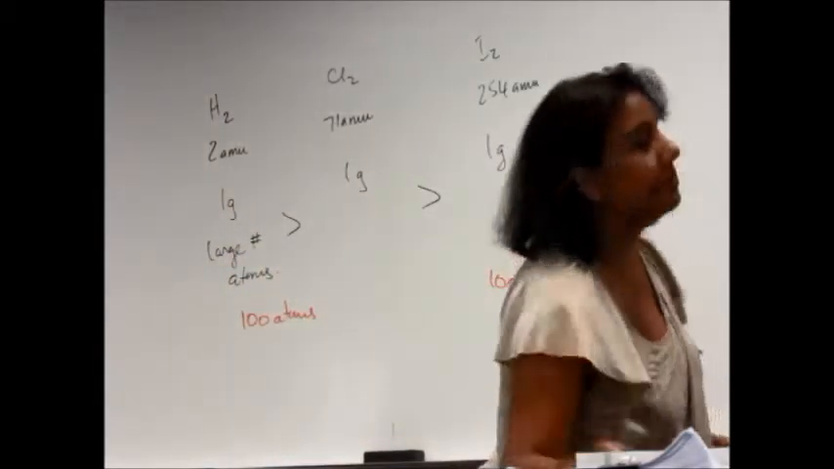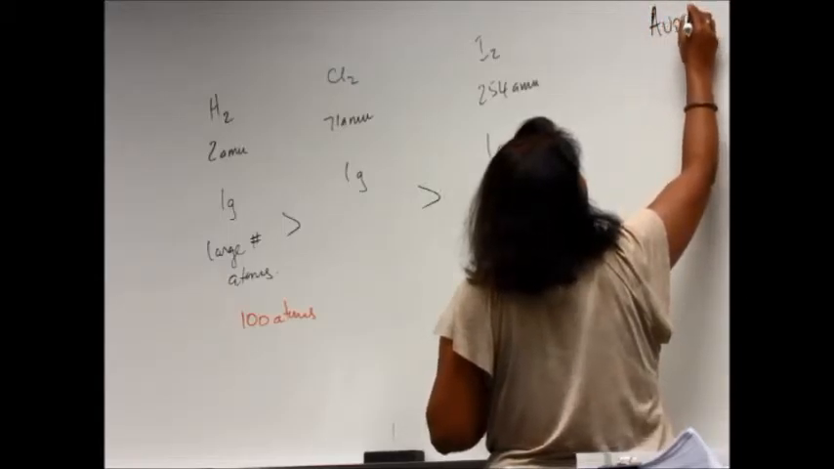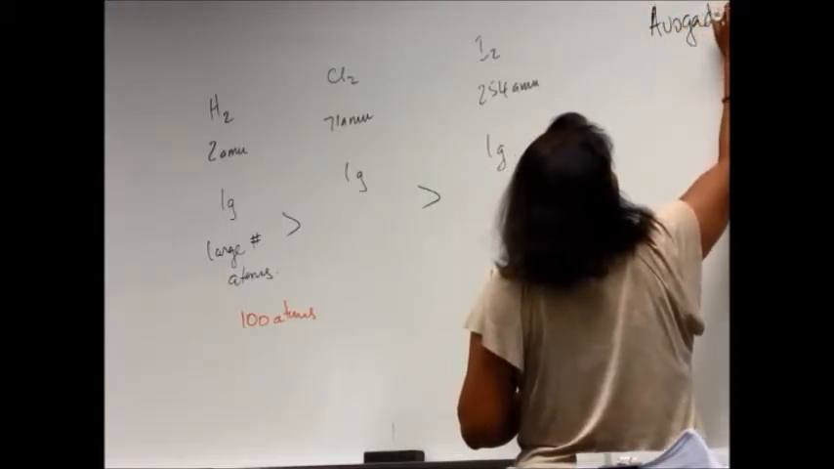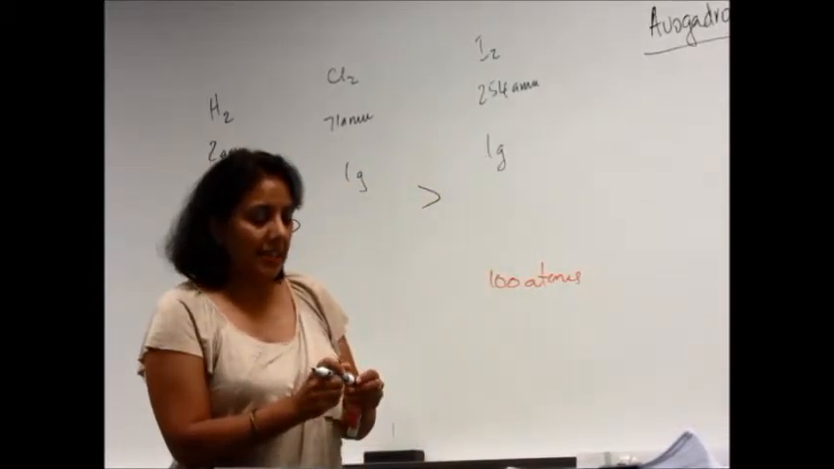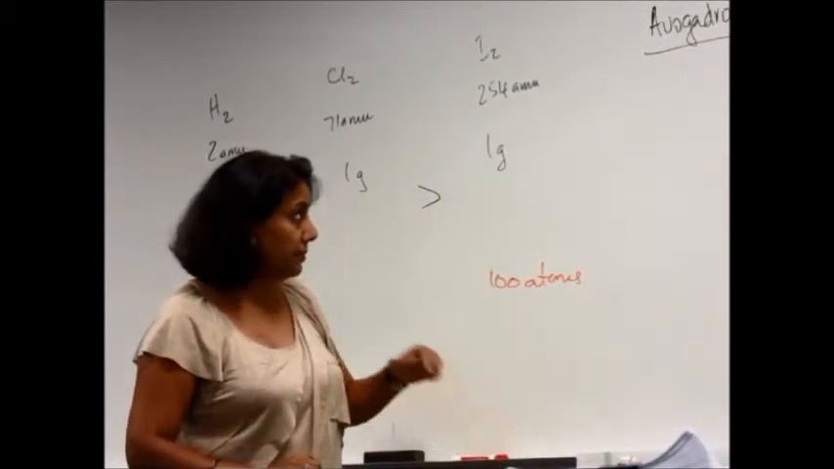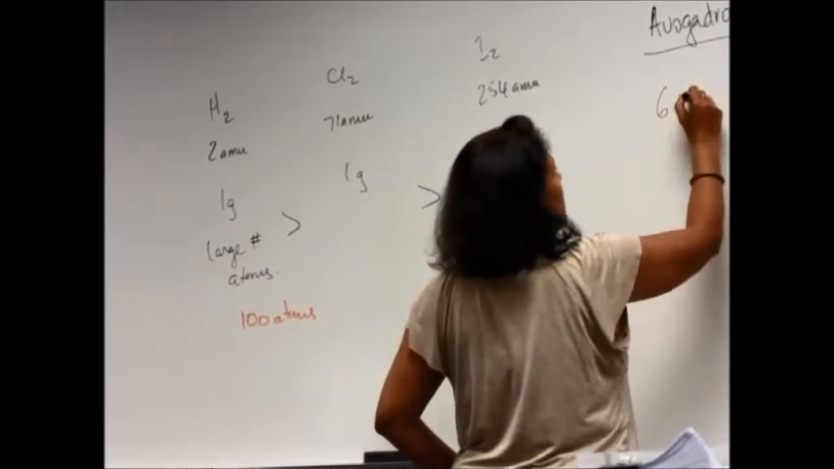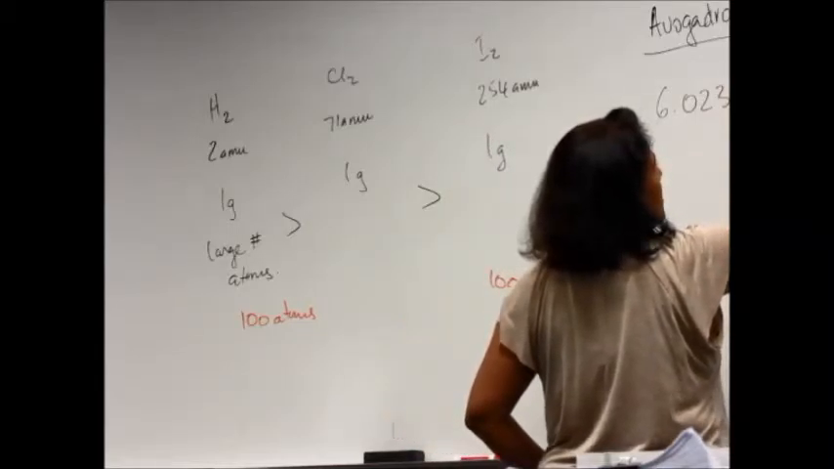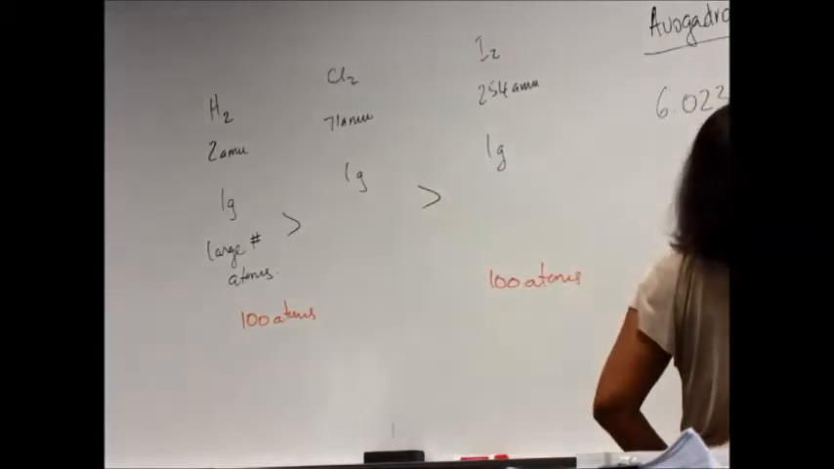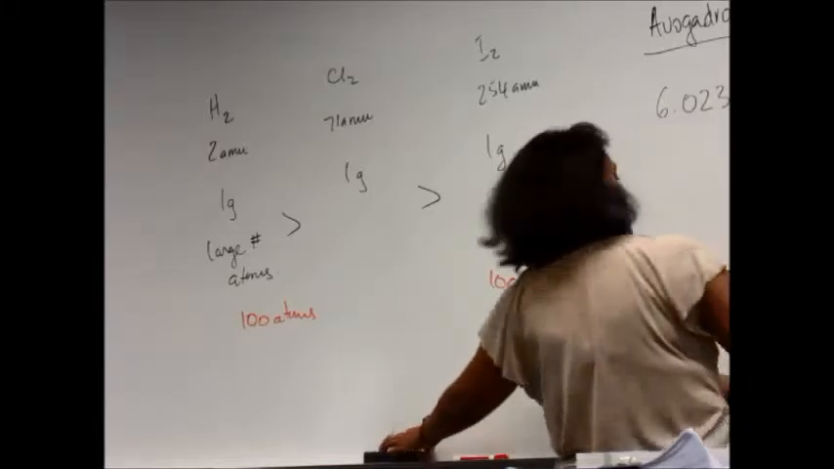Avogadro was an Italian chemist who came up with this number, and he said 6.023 times 10 to the power of 23 atoms is equal to 1 mole of atoms.